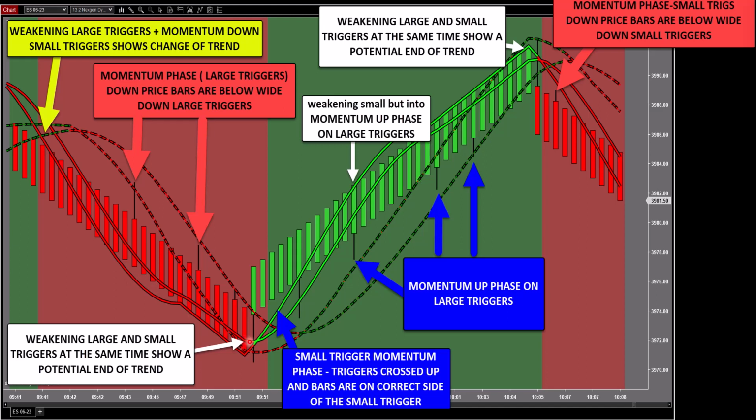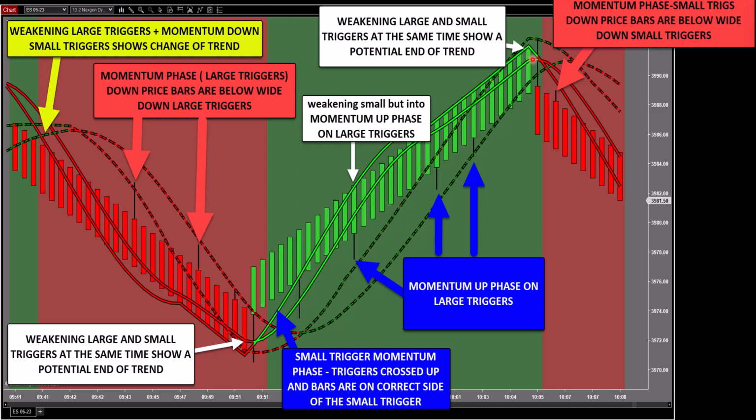And then obviously weakening, and you're going to have two different phases really. You're going to have a weakening phase, and then initially you're only going to have price bars above the small triggers. And you can have a small trigger momentum phase where the price bars are above the small triggers crossed up well before you get a momentum phase in the large triggers when the large triggers come along. So again, it's going to give you the opportunity. The only time you're going to be thinking about going short is when you're in a momentum phase. The only time you're going to think about going long is when you're in a momentum phase to the upside.